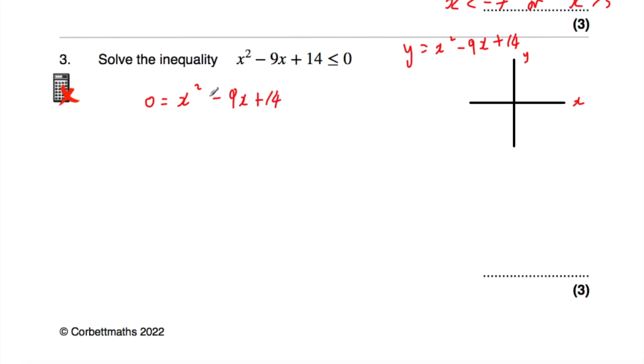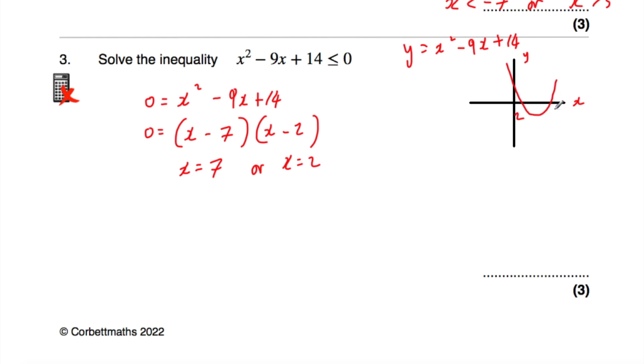And let's factorize this hopefully, and we'll get 0 equals bracket, bracket, and we've got x at the front of both brackets, and we want to find two numbers that multiply together to be 14 and add together to be -9, so it's going to be -7 and -2. And so that means to make each bracket 0, we'd have x equals 7, or we'd have x equals 2. So there are our values of x. So that means the quadratic graph will cross the x-axis at 2 and 7, so it's going to look something like this. So it's going to cross at 2 and 7.